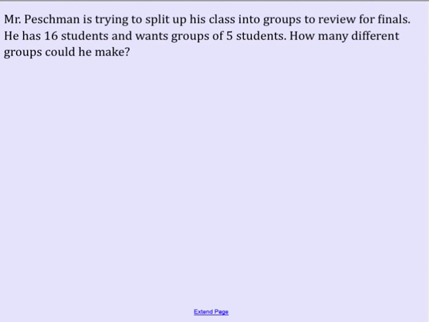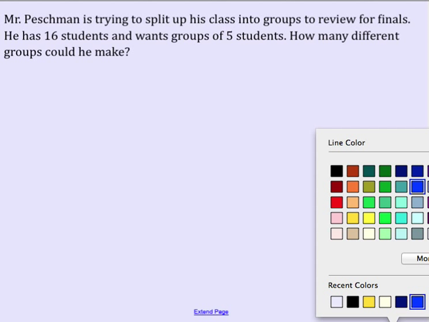Next, let's take a look at this last problem. Mr. Pasham is trying to split up his class into groups to review for finals. He has 16 students and wants to make groups of 5. So here's a hint. Whenever you see something that's talking about groups, that typically means combination. Because when I'm making groups, the order that I make groups doesn't matter. It just matters the different types of groups that we can make. But no one within the group is in any order. So that's why it's a combination.